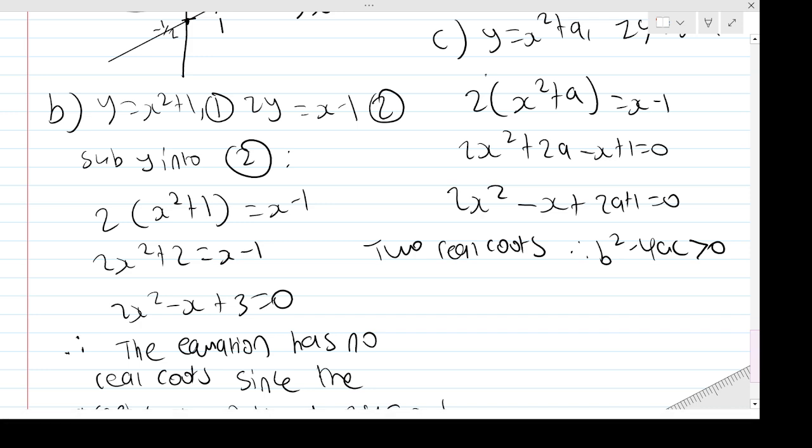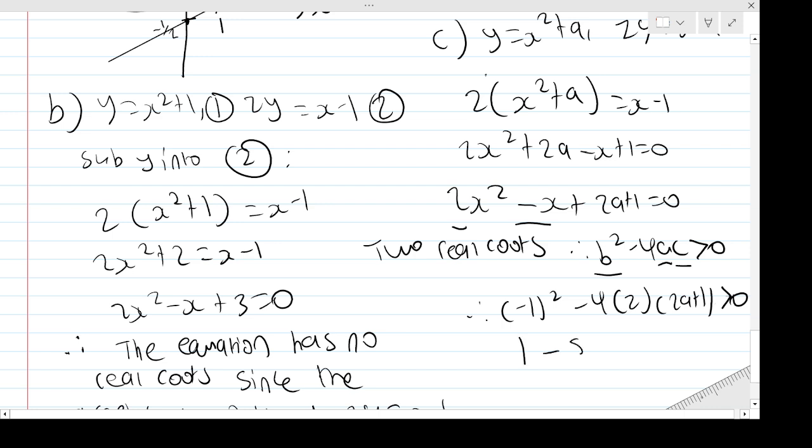So there we are. But then we can substitute these values of the coefficients a, b, and c into this equation. So b squared would be minus 1 all squared, minus 4 lots of a, which would be 2, and c, which would be this whole number here, 2A plus 1. Remember, A is a number, so this whole thing is just a number overall. So that'd be the c. That's all greater than 0. Then we could just expand to get positive 1 minus 8 of 2A plus 1. Minus 4 times 2 is minus 8. And that's all greater than 0.